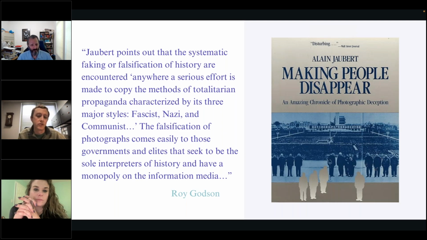And there's a really interesting preface to this book by the national security figure in the US, Roy Godson. He writes the following: Scheirer points out that the systematic faking or falsification of history is encountered anywhere a serious effort is made to copy the methods of totalitarian propaganda, characterized by its three major styles: fascist, Nazi, and communist. The falsification of photographs comes easily to those governments and elites that seek to be the sole interpreters of history and have a monopoly on the information media.